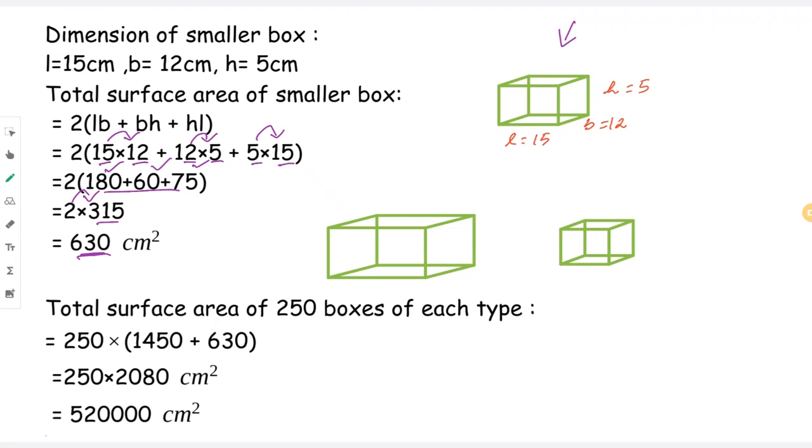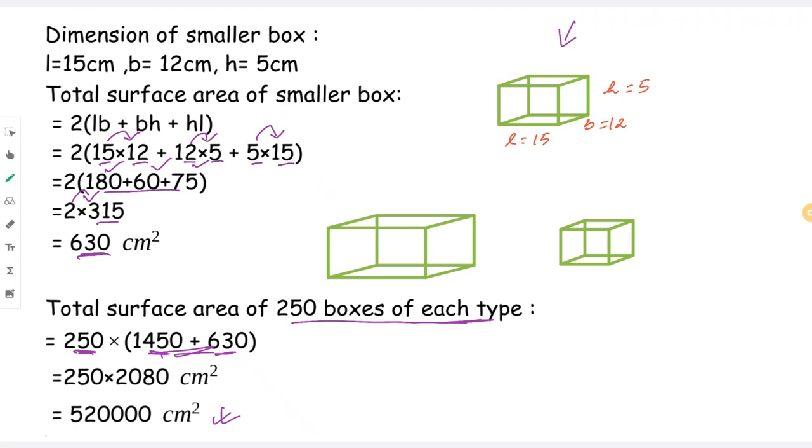So now we know the total surface area of both of them, right? Like I said, if you want to do the long way, you can do it one after the other: total surface area of 250 boxes of the bigger one multiplied by 1450, same thing for the smaller. But in order to save time, I'm going to do it together. Clear? So total surface area of 250 boxes of each type, right? You can see here how many boxes we need. 250 of each, right? So 1450 is for the bigger, and then 630 is for the smaller. Like I said, I'm doing them together, not one after the other. Clear? So if you add these two, you're going to get 2080. Once you multiply, you're going to get the total surface area to be 5,20,000 centimeters square.